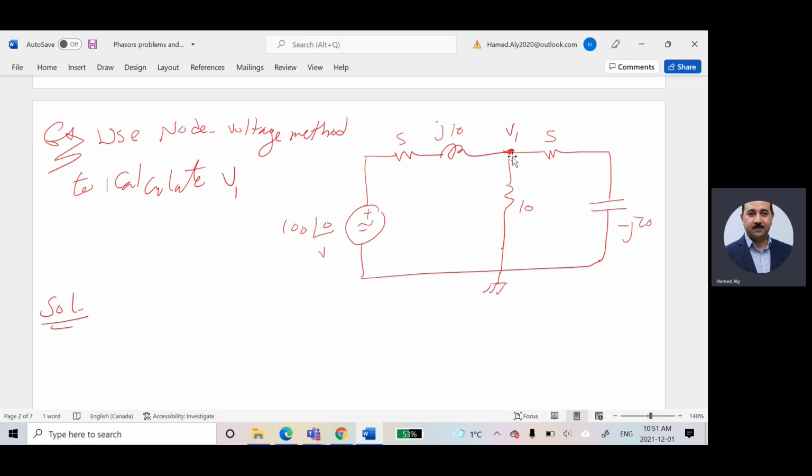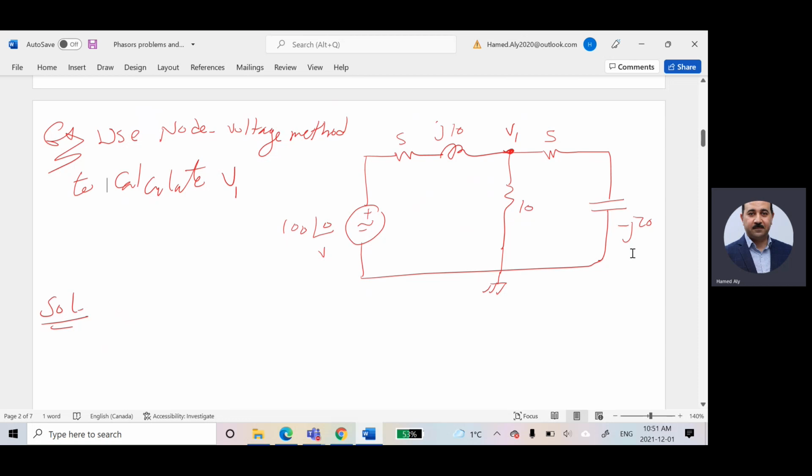But before I start doing that, I have to be sure that this problem is represented in the phasor domain, not in the time domain. Okay, let me see the voltage. The voltage is represented as 100 angle 0. Is it time domain or phasor domain? It's phasor domain. 5 ohms, time or phasor domain? It doesn't matter because it is a resistor. j10 is phasors. 5, 10, and negative j20 are phasors.